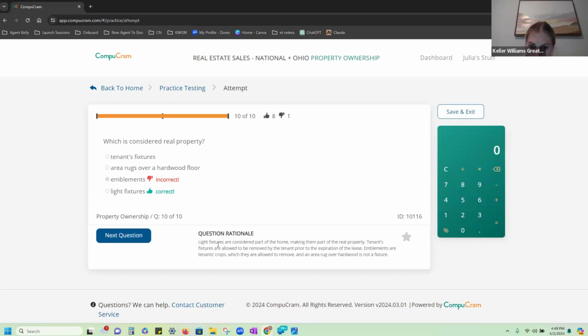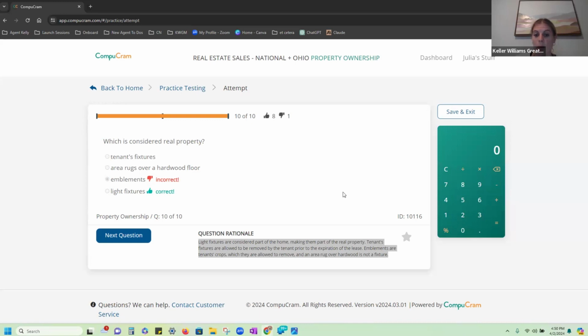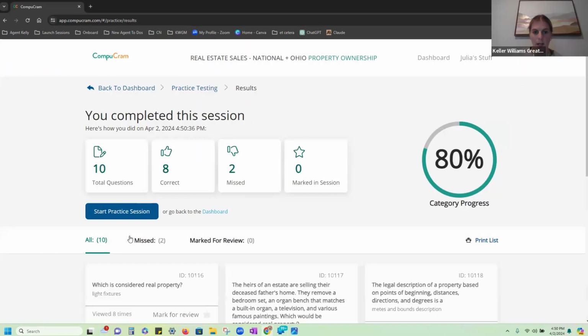Wow, this one is hard. So tenant fixtures are allowed to be moved by the tenant prior to the expiration of the lease. Implements are tenants' crops, which are allowed to be removed as well. So you are allowed to remove implements from the property, and those are crops. If you plant your crop and it blooms prior to leaving the property, you are able to take it with you. So it is not considered real property. The light fixtures answer was cool. Okay.